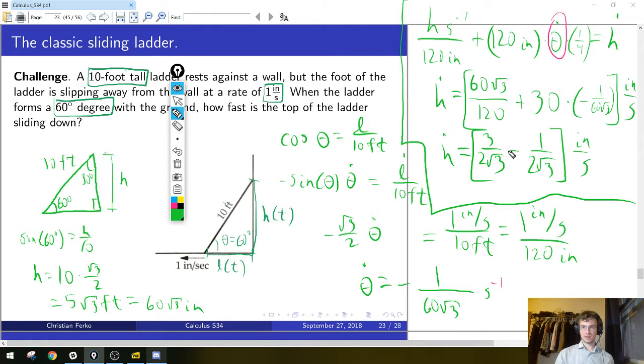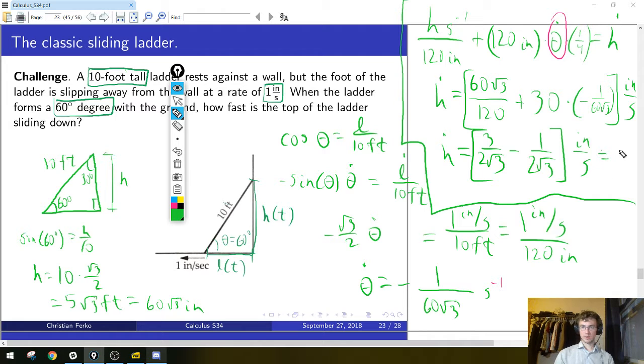Do you agree with that so far? Multiplying root 3 top and bottom? Is that okay? Okay. So then if that's good, we can do 3 minus 1 is 2. 2 over 2 root 3 is 1 over root 3.